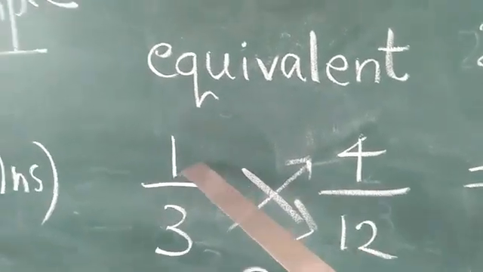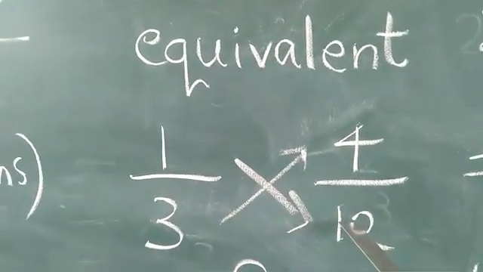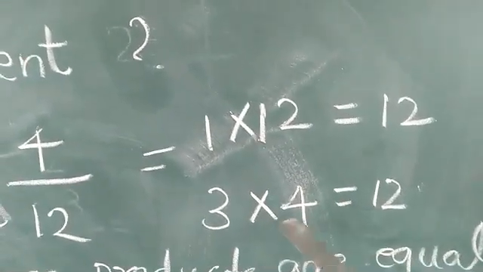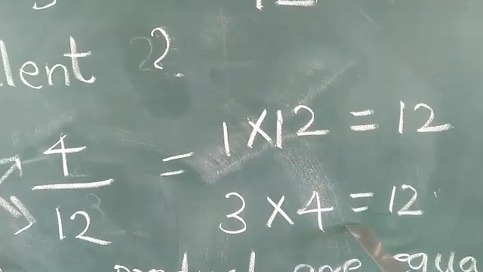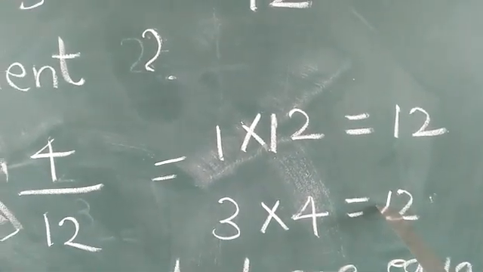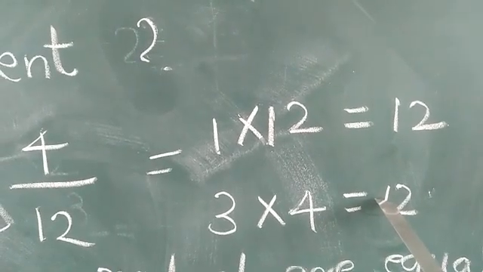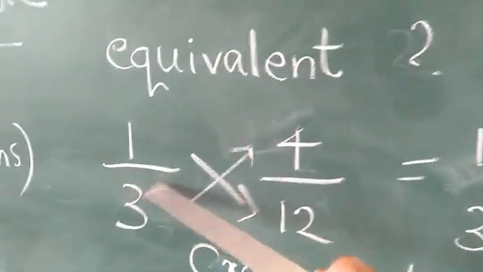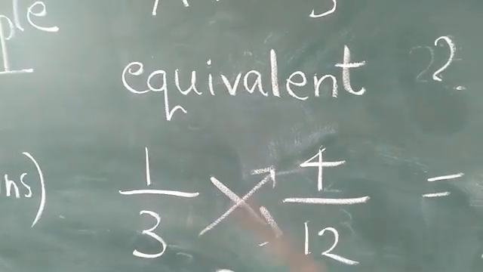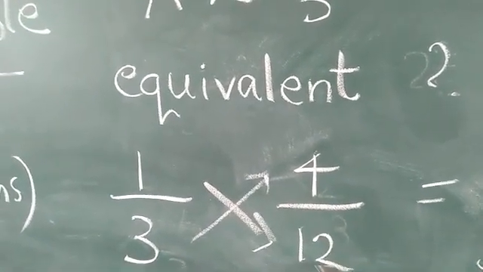You understood? 1 into 12, 12. And 3 into 4, the other cross product, also 12. So, what can we decide here? These fractions are equivalent fractions. 1 by 3 and 4 by 12 are equivalent fractions.